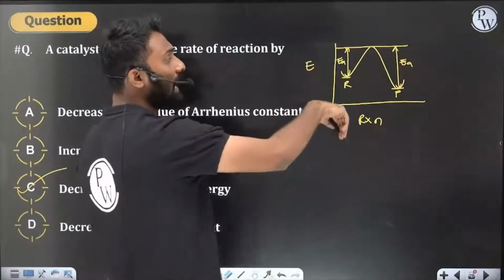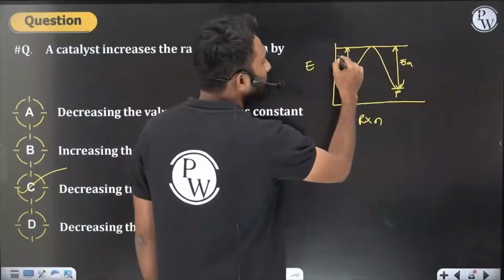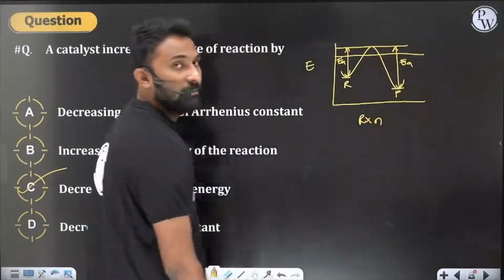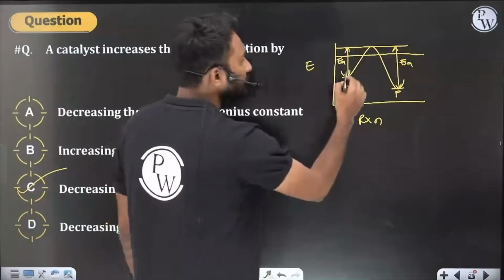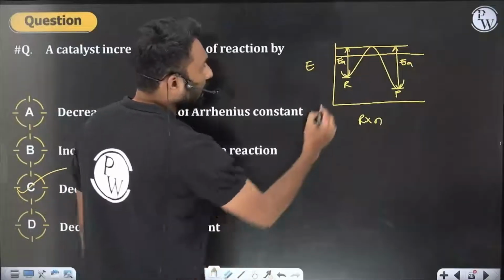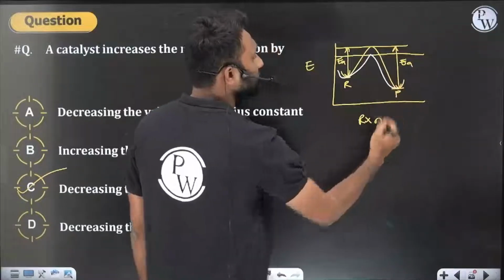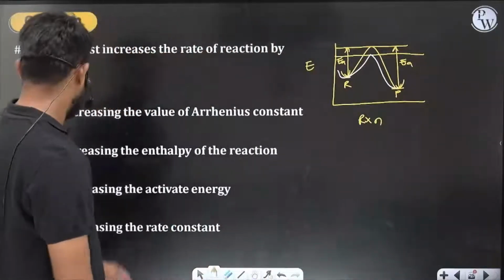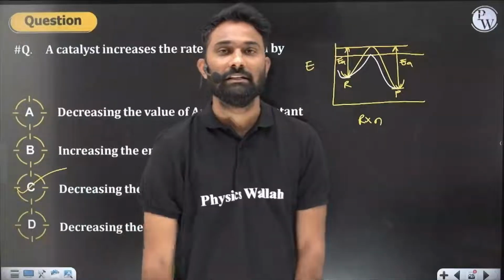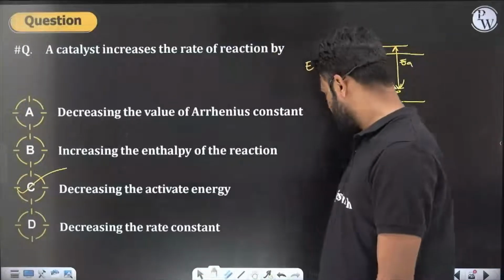Now if you add a catalyst, what will happen? The threshold energy will be decreased. When the threshold energy is decreased, the activation energy also becomes less, right? So the catalyst decreases the activation energy. Okay, next.